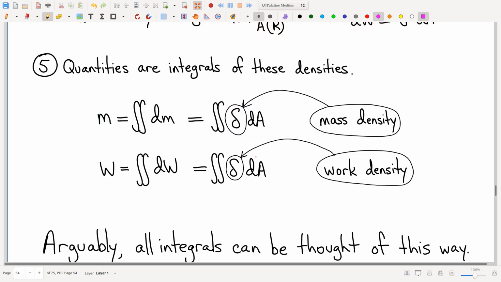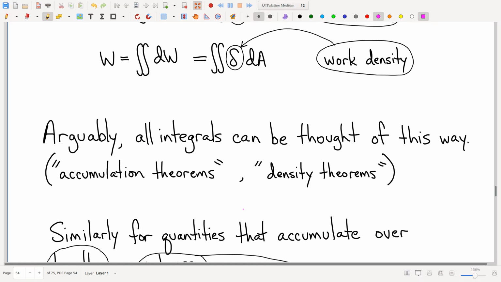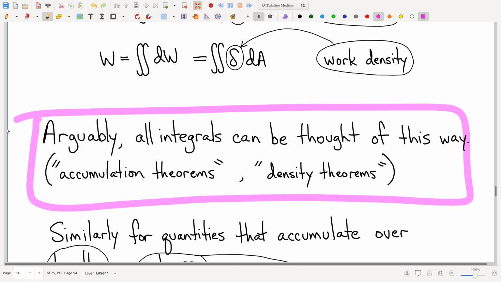So this is, like I say, a little roadmap, and we're going to make a bunch of arguments that follow this basic roadmap. We're going to identify accumulating quantities. We're going to figure out, some way or another, what the associated density is. That'll be our integrand, and we'll compute with an integral. Okay, so again, 6 or 7, depending on how you count, big theorems are all going to fit this roadmap. Okay. And I like to make the case, I think really all integrals can be thought of this way.